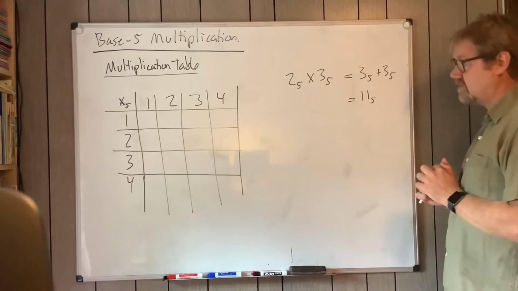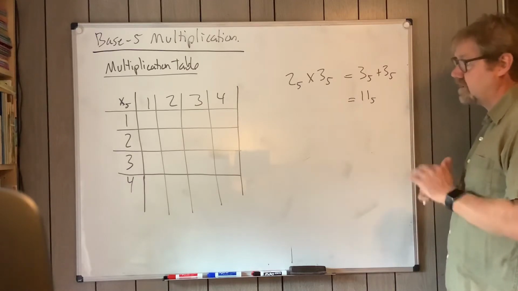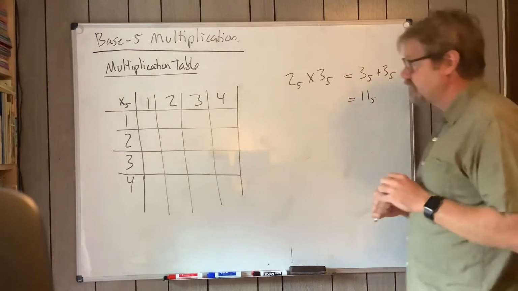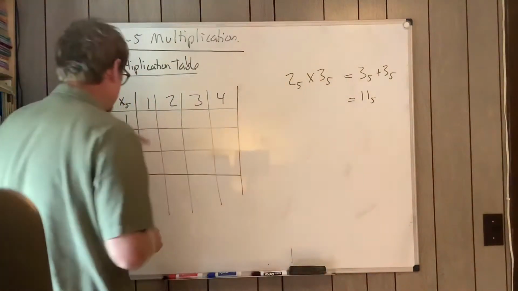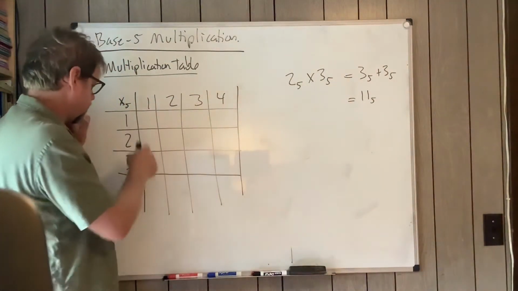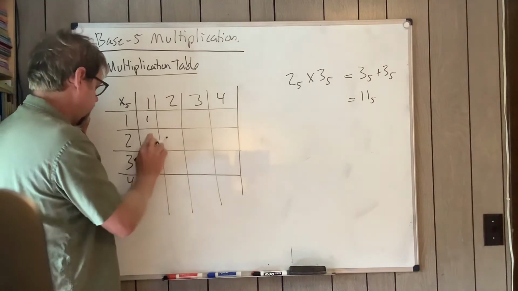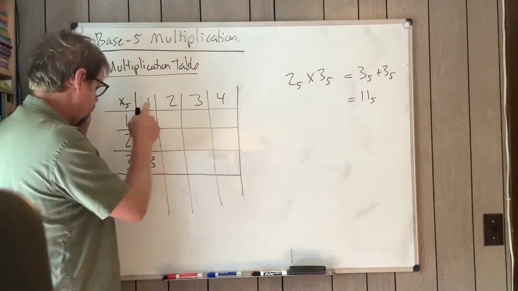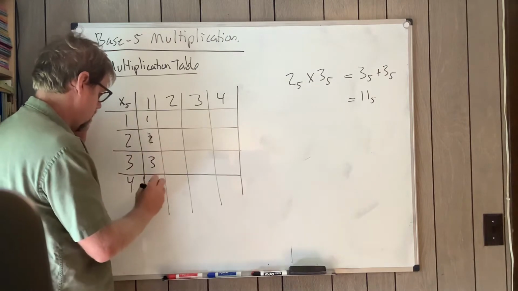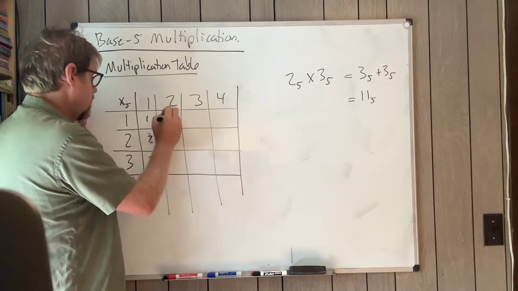Okay, so what we're going to do is go through this and look at how to write down the multiplication table, or at least part of it. One of the nice things is that 1 times things, it doesn't matter what the base is. 1 times 2 is 2, 1 times 3 is 3, etc.